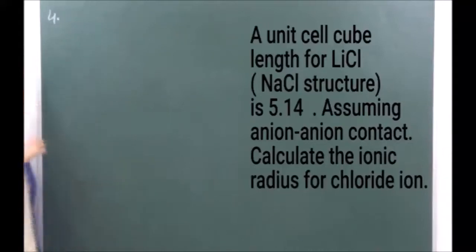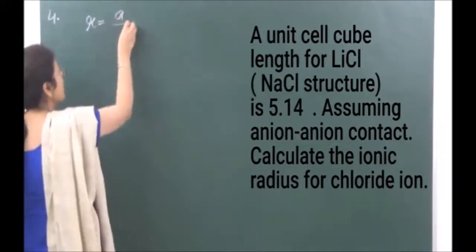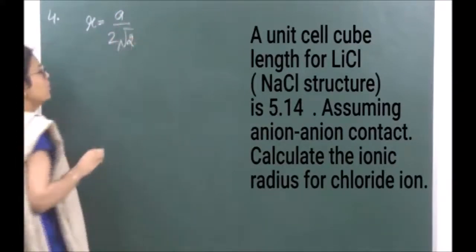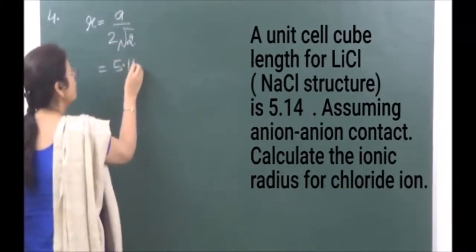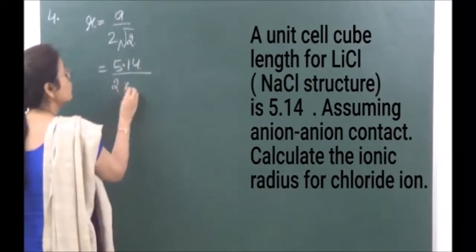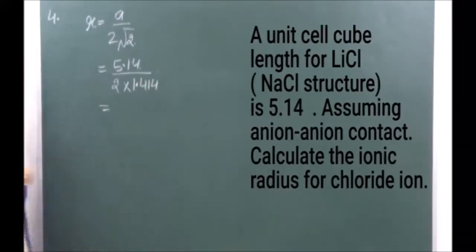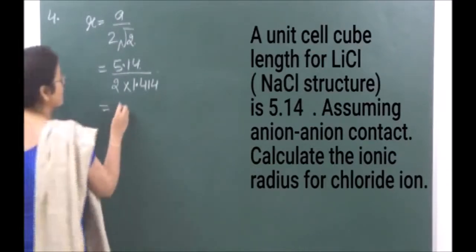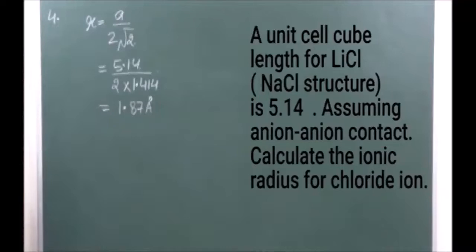So for FCC structure, what do we have to calculate? We have to calculate the radius. So the radius is going to be equal to what? For FCC, a by 2√2. Okay? Now a is given to us as 5.14 angstrom upon 2 into the value of √2, which is 1.414. So if we calculate this, it comes to 1.87 angstrom.